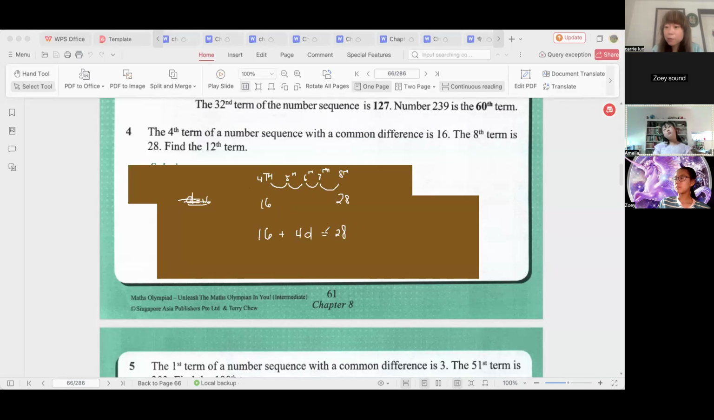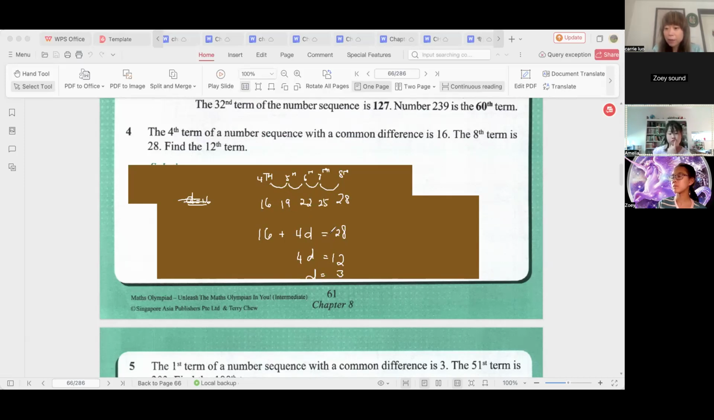It's like a jumping rabbit. If the difference is 2, it's going to be 18, 20, 22, and 24. So obviously the difference is not 2. Let's see. For 4 differences, we're increasing by 12 in total. So d equals 3. So we should have 19, 22, 25, and 28.